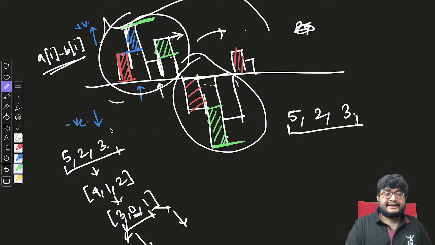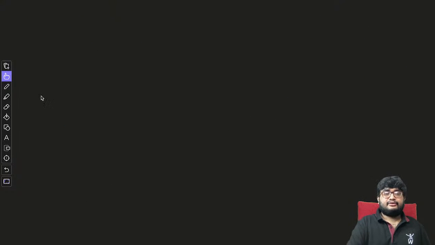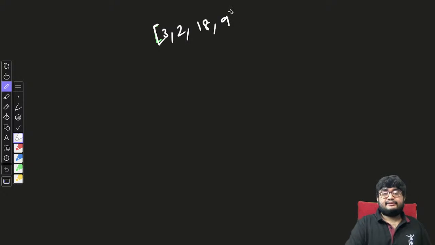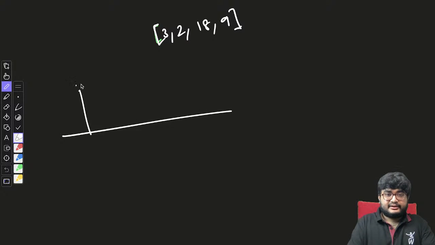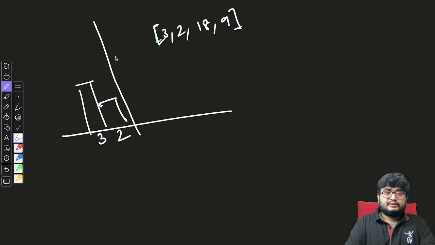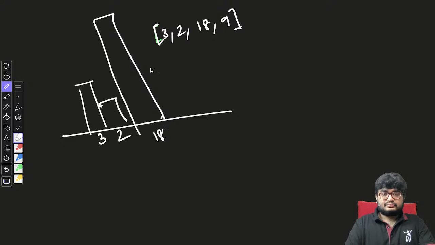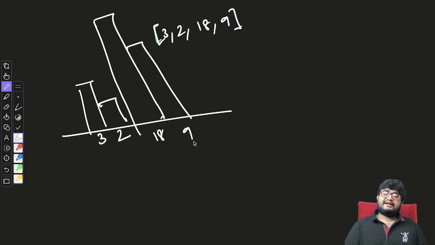Okay, so let's take 3, 2, 18, 9. Maybe you can give some negative values as well, that would make more sense. But let's do it in one direction only as of now. So 3, 2, 18, 9. Let's quickly draw the histogram as well for this, right? How will the histogram look like? 3, 2, after this 18, and somewhere here 9, like this, right?